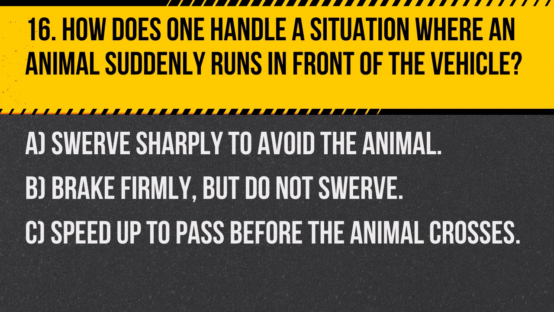Question 16. How does one handle a situation where an animal suddenly runs in front of the vehicle? A. Swerve sharply to avoid the animal. B. Brake firmly, but do not swerve. C. Speed up to pass before the animal crosses.